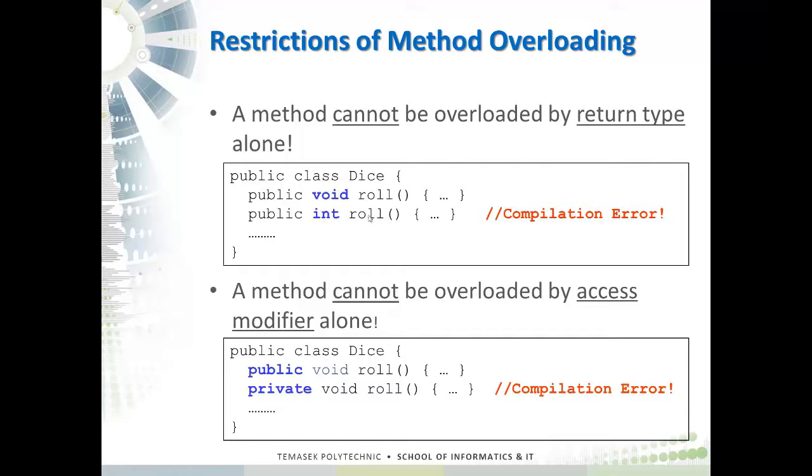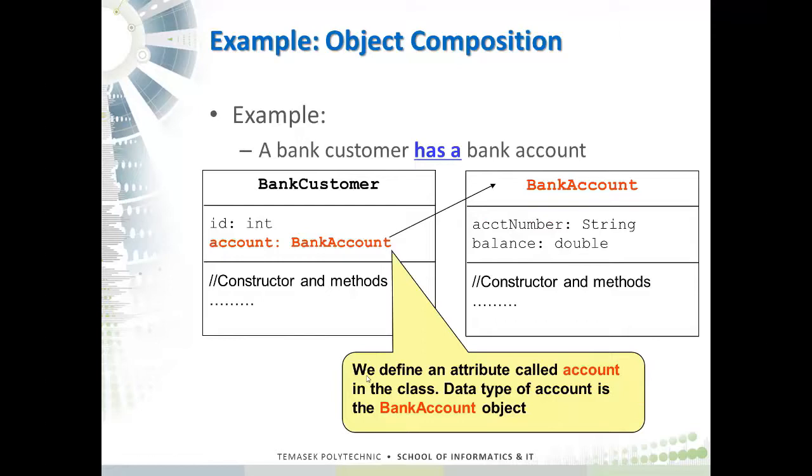The signature still has to be different, and of course you can't overload by access modifier, which is public and private, who can access this method, by the modifier alone. Your signature, which is your name and your arguments, still has to be different. It has to be different for you to overload. Otherwise there will be an error. So yeah. Next we'll talk about object composition.